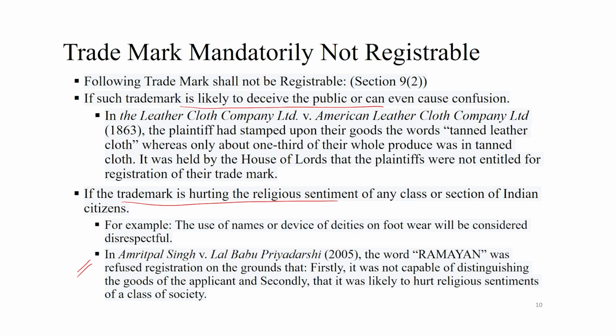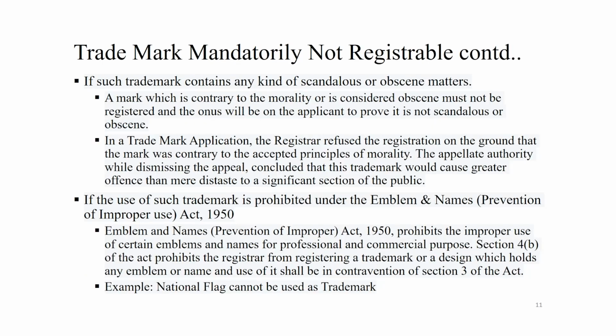So, under section 9(2), a trademark is not registrable if it is likely to deceive the public. A trademark is not registrable if it is likely to hurt the religious sentiments of any class or section of Indian citizens. The third point is, if such a trademark contains any kind of scandalous or obscene matter, it is not registrable under section 9(2). For example, a mark which is contrary to morality or is considered obscene must not be registered, and the onus will be on the applicant to prove that it is not scandalous or obscene.